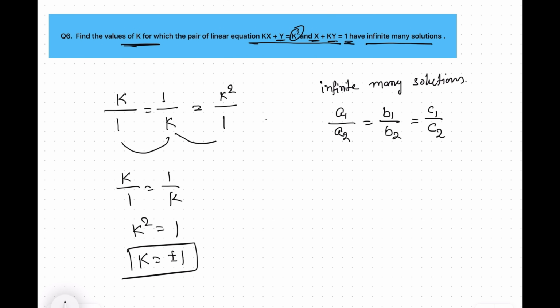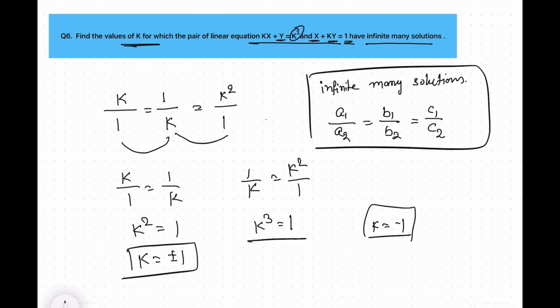We can take these two also. 1 by k is equal to k square divided by 1. So it is k cube equal to 1. So it can be 3 values of k. It can be plus minus 2, plus 1 or minus 1. Anything is fine, okay? So this is the value of k. But if we take k as minus 1, will it be infinitely many solutions? No. So the value for k is only 1.